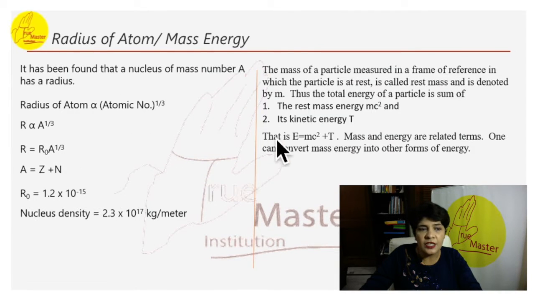So, total energy is the rest mass energy, which is E equals mc square, and its kinetic energy is T. So if we have to calculate the total energy, that value will come out to be E equals mc square plus T. Okay, and nuclear density is 2.3 into 10 to the power minus 7 kg per meter. So we are going to work out this value in the coming slide, how this value has come.